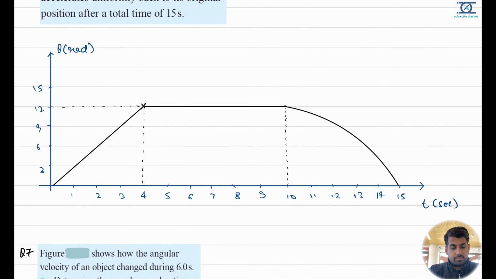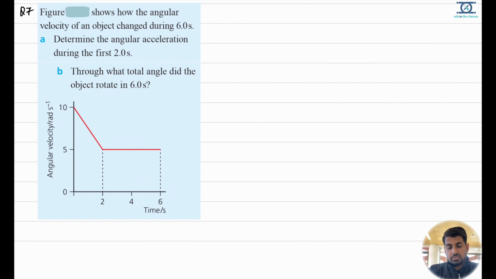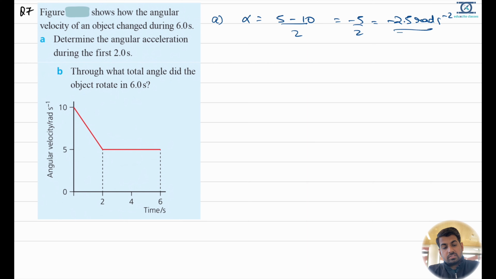If you have any doubt, just comment below. Now pause the video for question number 7. This is quite easy. Okay, now for part A, angular acceleration during the first 2 seconds. Now we know that a velocity versus time graph gives us the acceleration. So angular acceleration alpha will be (5 minus 10) divided by 2. This will be minus 5 by 2, which is minus 2.5 radian per second square, because this is decelerating. So this will be the answer for part A.